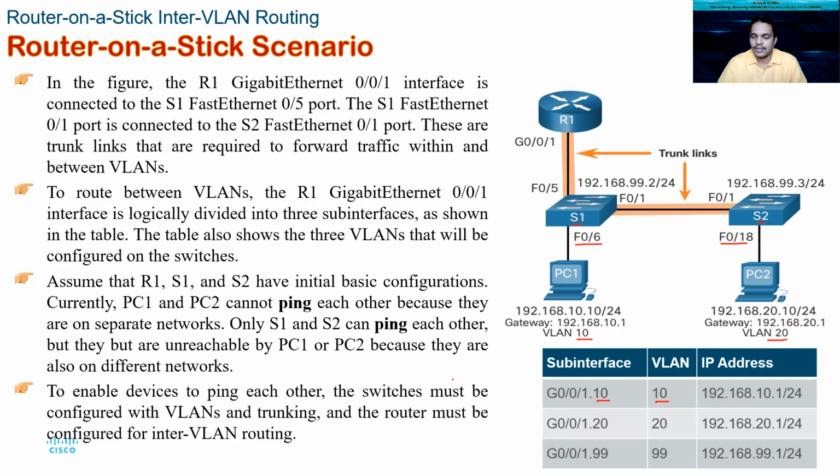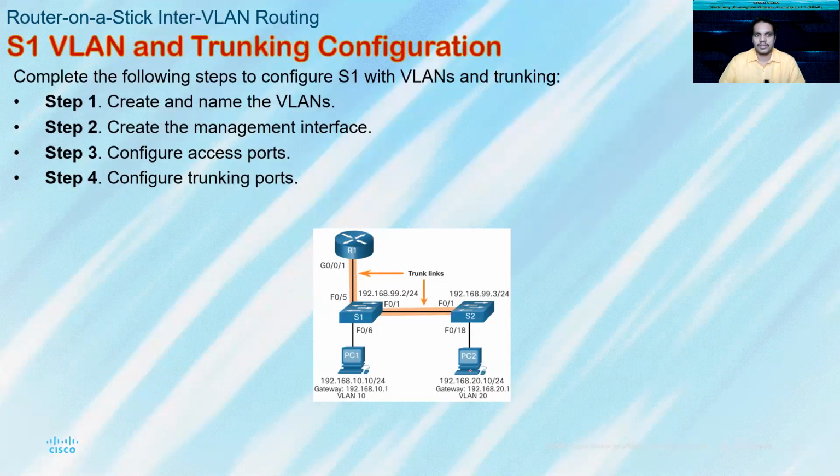Now let us start the step-by-step procedure. First, let's take S1. There are 4 steps involved. Step 1 includes creating and naming the VLANs. Step 2 includes creation of the management interface. Step 3 includes configuration of access ports to the VLANs. And finally, configuring the trunking ports.